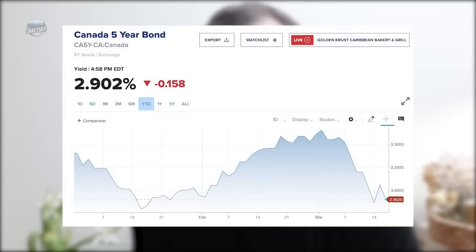Obviously, central banks probably are not going to have to raise rates as much, and thus bond yields are now collapsing. The one that we've been focusing on a lot is the Canada 5-year bond yield. That's down from about 3.5, 3.6 just a couple of weeks ago, down to about 2.8% now. So we're starting to see a few of the banks starting to cut their mortgage rates. But it's a 60, 70 basis point move in the span of a couple of weeks.